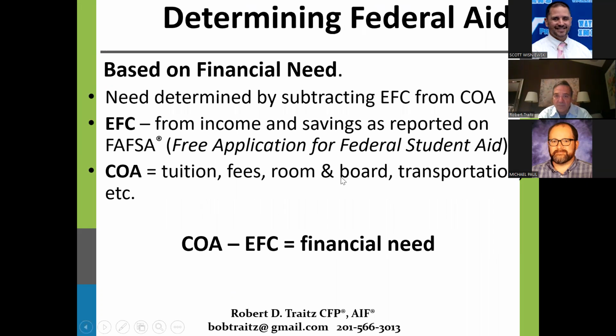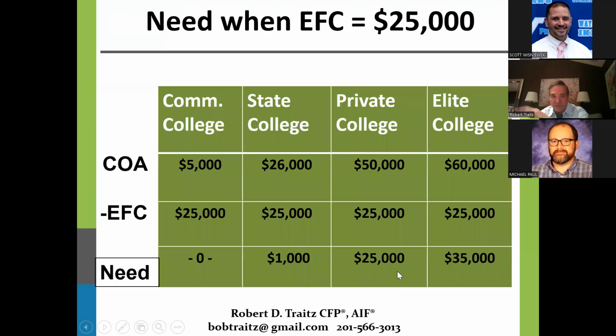Again, EFC comes from income and savings on your 21 tax return. Cost of attendance is all in. So we'll take the cost of attendance, and we'll subtract from it the expected family contribution. Let's look at these examples. We know that the parent's expected family contribution is $25,000. So if you notice about the middle of the screen, EFC, $25,000 across the board. That's the constant. Let's look at the cost of attendance. If a community college is $5,000 a year, but the parent is expected to be able to afford $25,000 for one year for one student, work your way down, their need is $0.